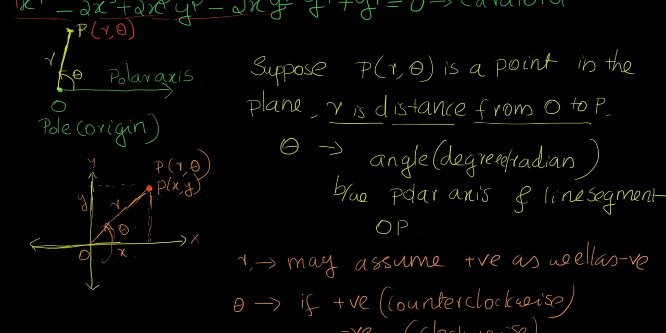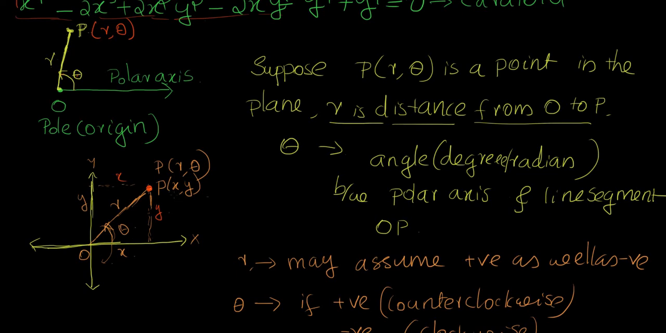One is rectangular and the second is polar. In the first way, for the point P(x, y), draw a vertical line and a horizontal line to the x and y axes. This is the distance x and this is the distance y, so P(x, y) has distance x along the x-axis and distance y along the y-axis.